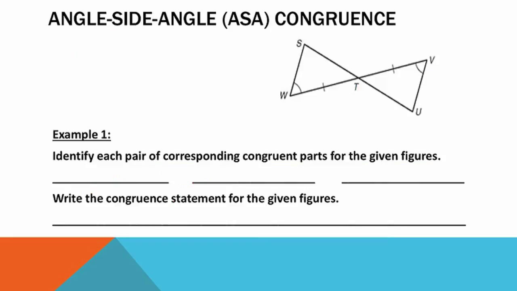Okay, when looking at the first example, we want to identify each pair of corresponding congruent parts for the given figure. So to prove the congruency, we can look at angle SWT, which is that angle, and we can look at angle UVT, which is this angle right here. And those are corresponding parts and are congruent.